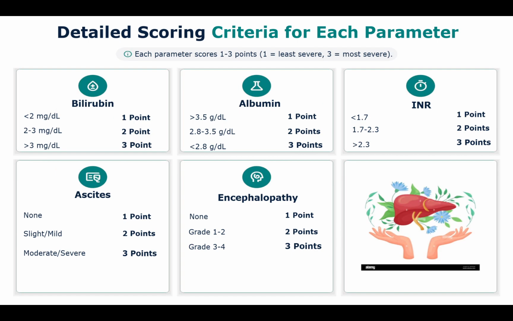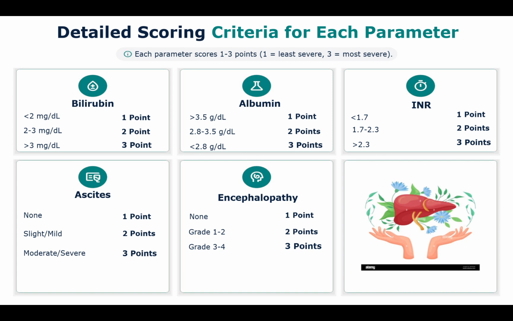Each of these five pieces gets a score from 1 to 3 points, 1 being the least severe and 3 being the most. For bilirubin, less than 2 milligrams per deciliter gets 1 point, between 2 and 3 gets 2 points, and anything over 3 gets 3 points. For albumin, values greater than 3.5 grams per deciliter score 1 point, 2.8 to 3.5 scores 2 points, and less than 2.8 scores 3 points. INR values under 1.7 score 1 point, between 1.7 and 2.3 score 2 points, and over 2.3 score 3 points.